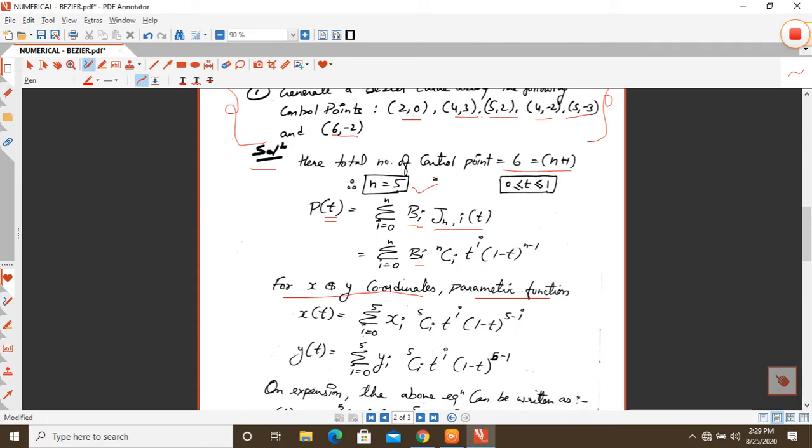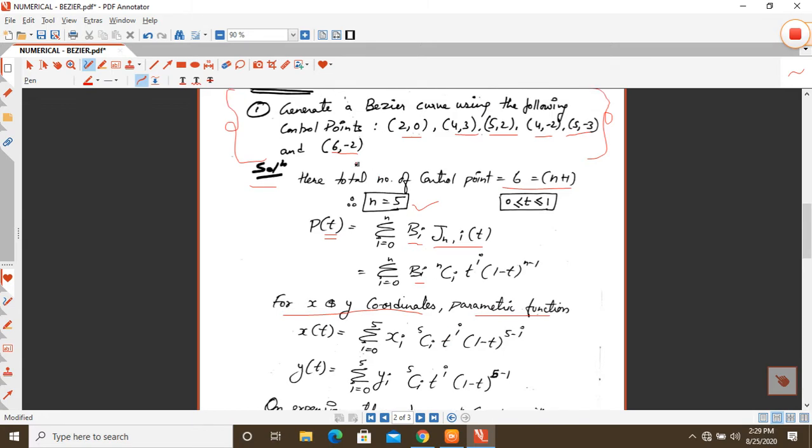In this question the value of t is not mentioned because we are generating a Bezier curve. In many questions the value of t is also given, say 0.1, 0.2 and so on. These values are given to get the exact positions of the point. In this particular question we are deriving the curve, so we will get the equation of the Bezier curve.